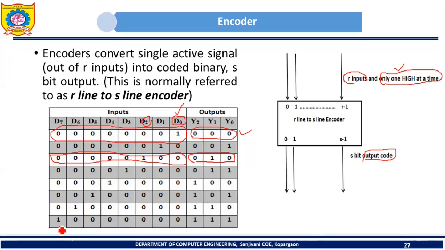Now let's see one more example. Consider the last row of this truth table. In this last row, which input line is active? D7 is active. So what will be the output of the encoder? The output will be a binary code equivalent to 7. Which binary code is equivalent to 7? It is nothing but 1 1 1. This will be the output of the encoder. So this is the working of an encoder: it simply produces an output code which corresponds to the input line that is active.